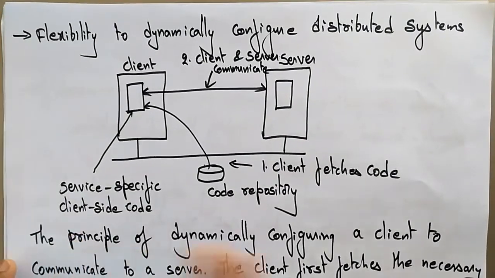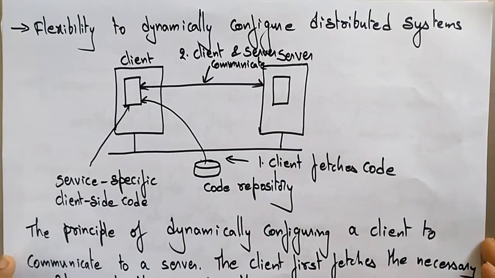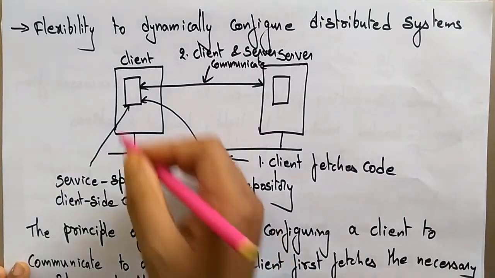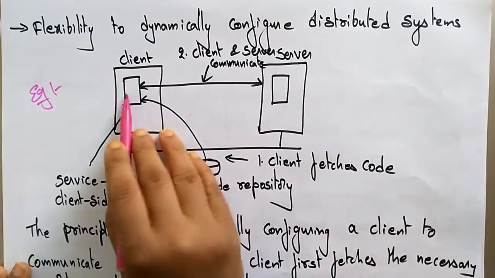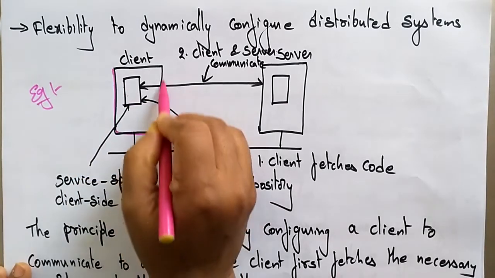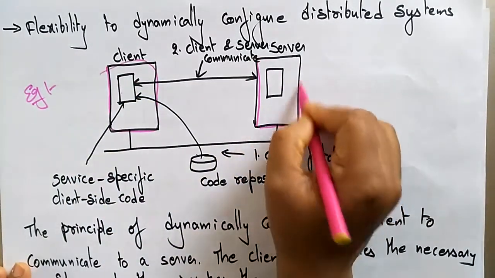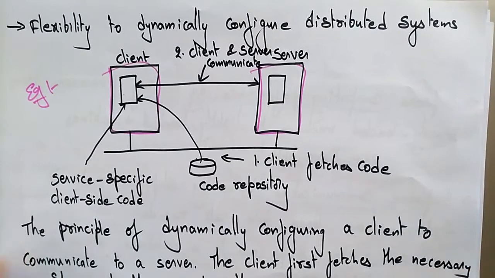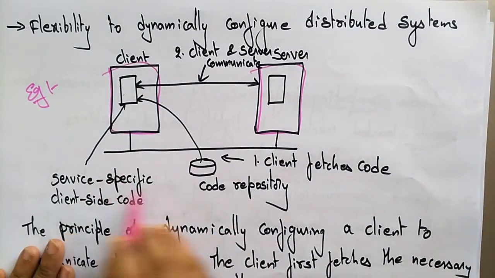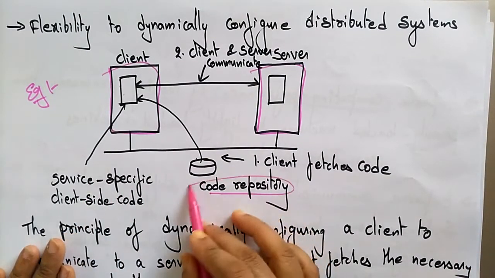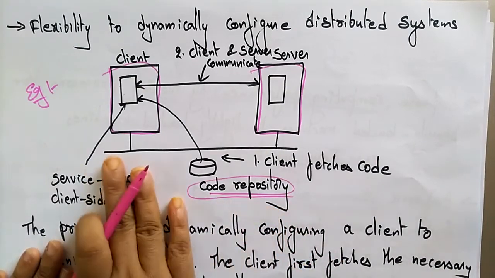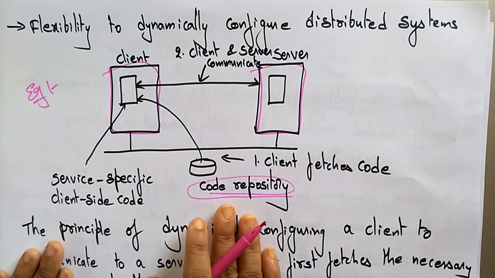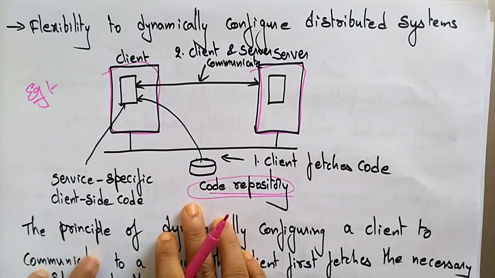Now, the flexibility to dynamically configure a distributed system. Let us take an example. Here you can see this is a client machine and a server machine. First, this is a code repository. I want to move this code from the repository to the client. So I'm doing the code migration.